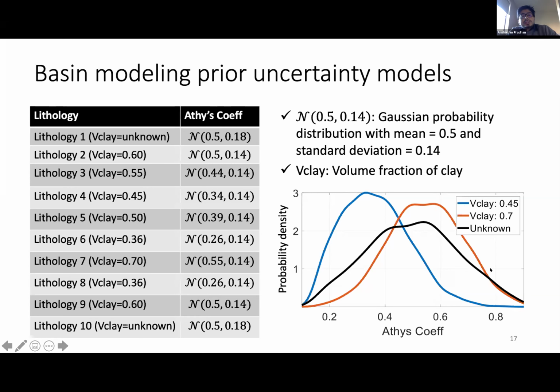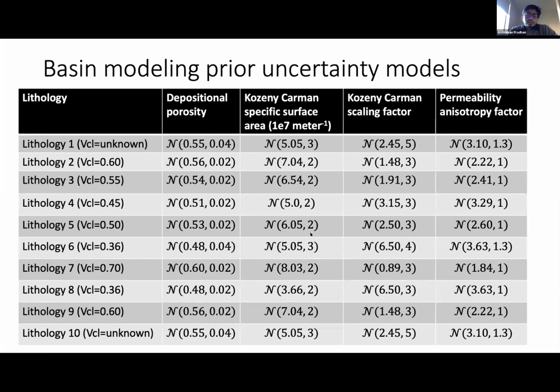But then we also have some lithologies, for example, lithology 1, where the weak layer was unknown. And in that case, we specify a larger uncertainty, and that's the black curve. So that is how your prior knowledge factors in when you specify your probability distributions. And in a similar vein, we also specify the probability distributions on the other parameters that we had from the permeability model and the depositional porosity, for a total of 51 parameters.